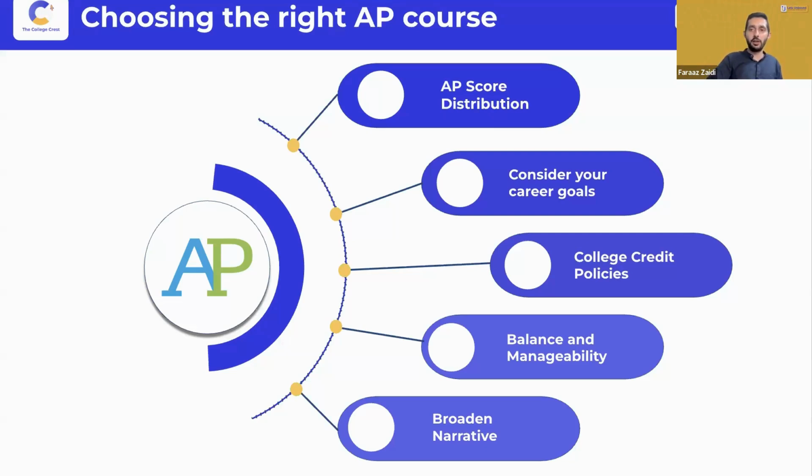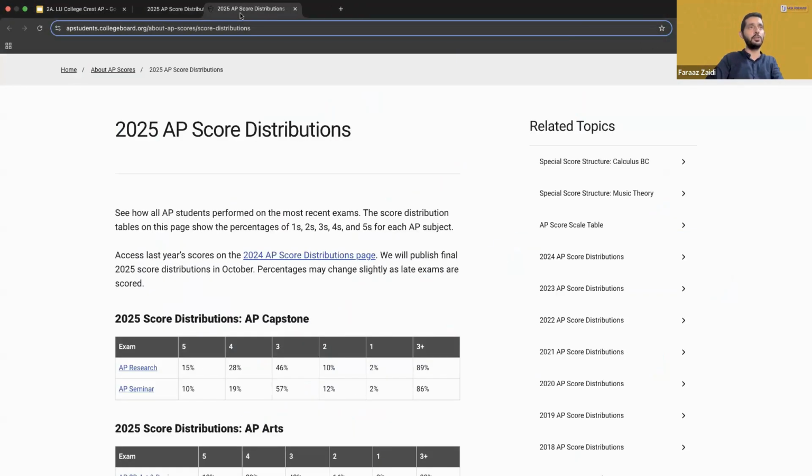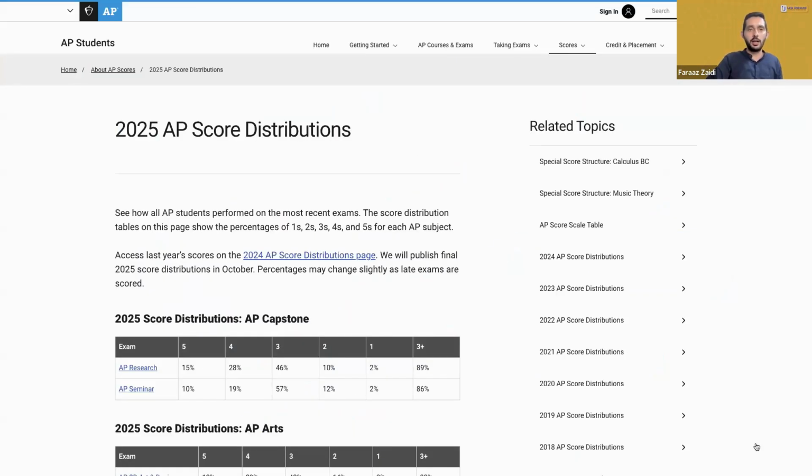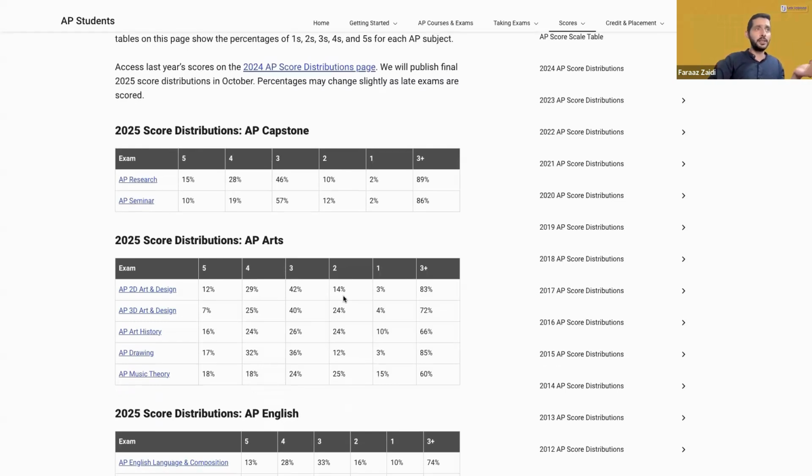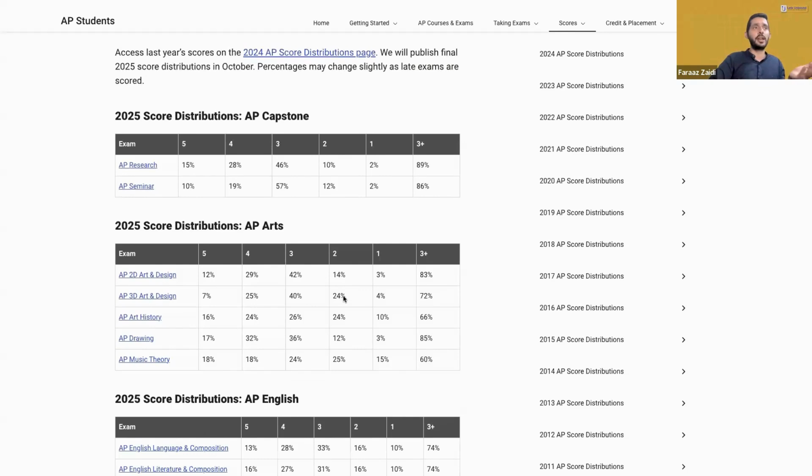Now, the first point that a lot of parents or kids are largely looking at is your AP score distribution. So I'll quickly show you this one website that you could be seeing in terms of deciding which AP you could be selecting, based on what grades these APs were getting. I'll be defining what a 5 out of 5 means, but it's just to show you that while you're making this selection, it's really wise that you come to this website and have a look at last year, what results students got, a 5 out of 5 on. So you've got 15% of students getting a 5 out of 5 in AP Research.